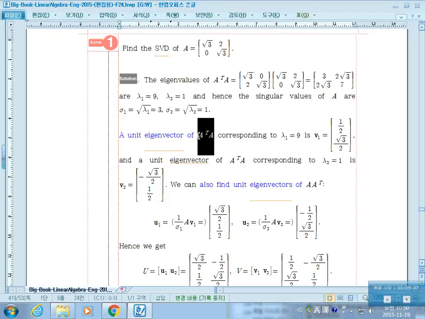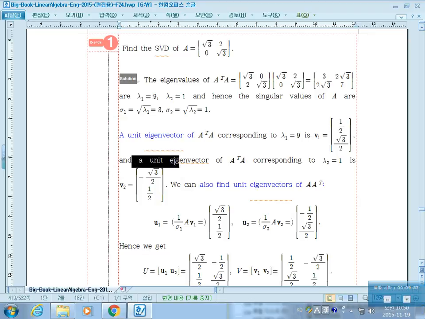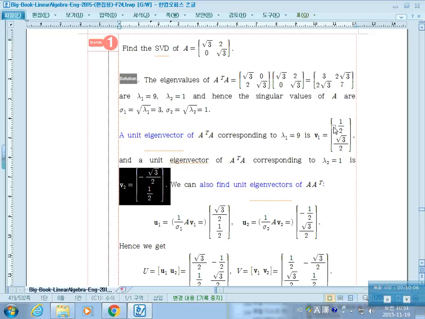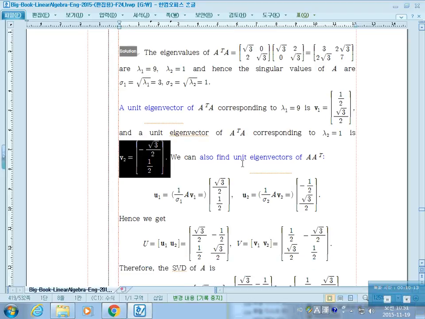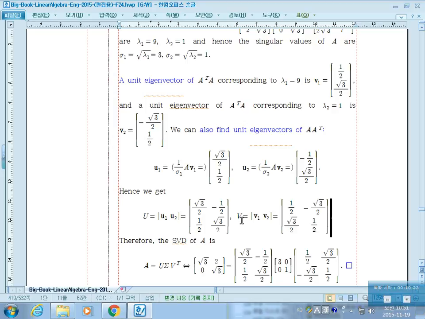Then next, find the eigenvectors of A transpose A corresponding to these singular values. For the eigenvalue lambda 1 equal to 9, we can find the unit eigenvector, which is V1, and we can also find the unit eigenvector of A transpose A corresponding to lambda 2 equal to 1, which is this. Then these two are the orthonormal eigenvectors of A transpose A. So we form a matrix V with this V1 and V2.